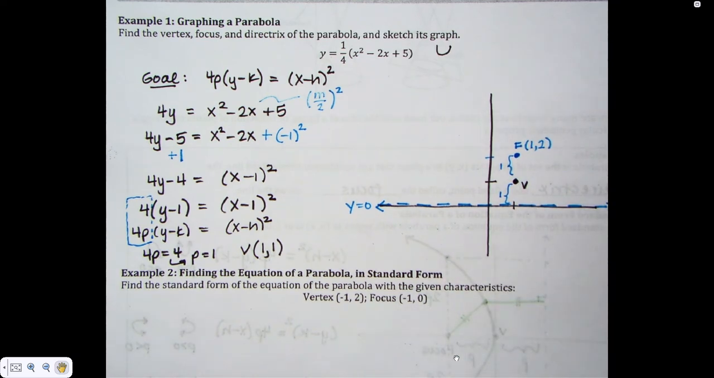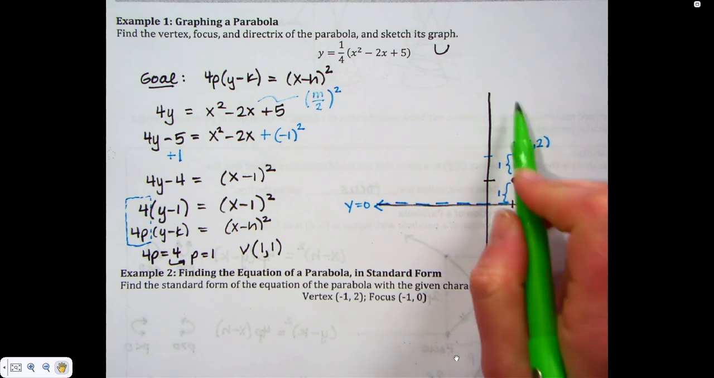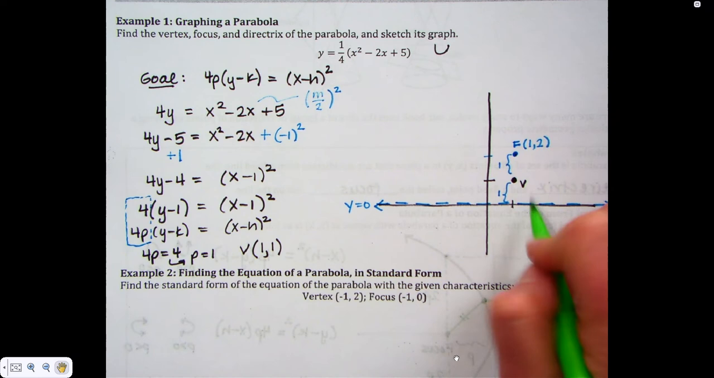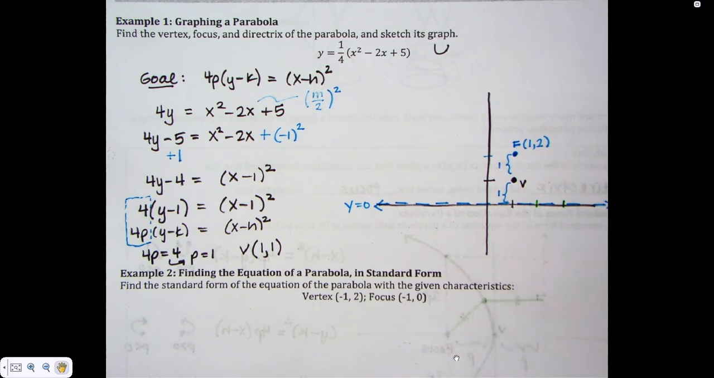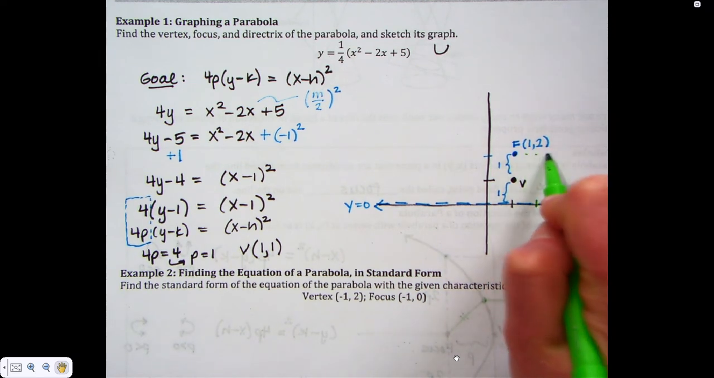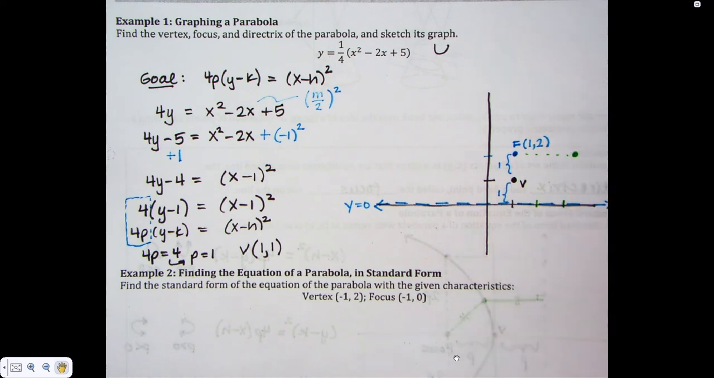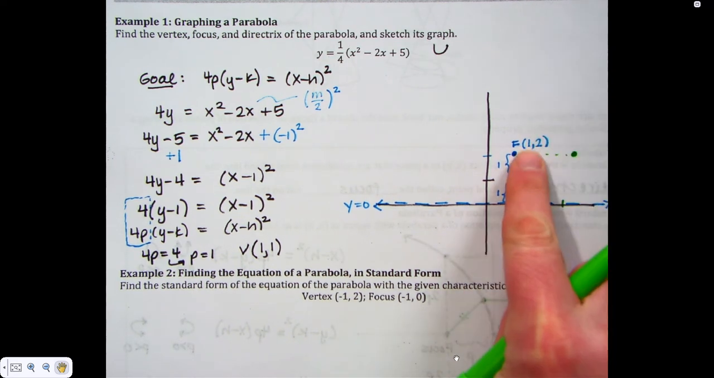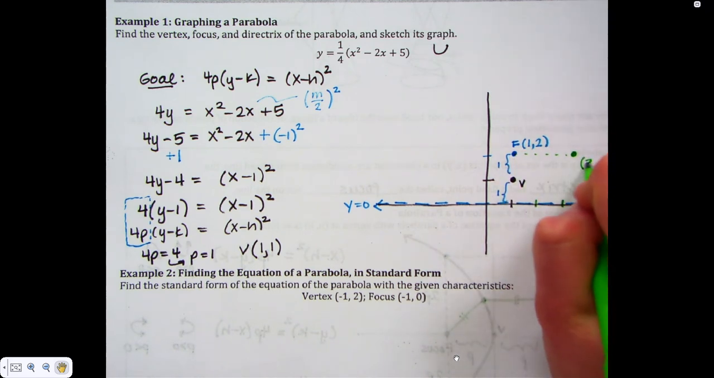I need to know how wide this is. And what did we say about that latus rectum? Well, we are going to count over 2p right and left from our focus. So I'm going to count 1, 2 units to the right, and that would take me to a coordinate on my graph. I started at 1, and I'm moving right, so I'm affecting the x. I would be at 3, 2.